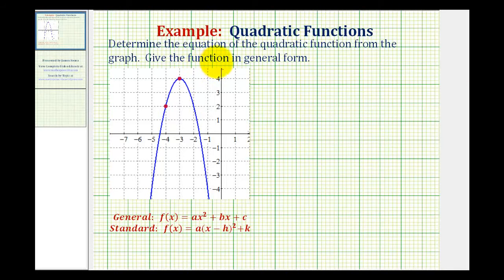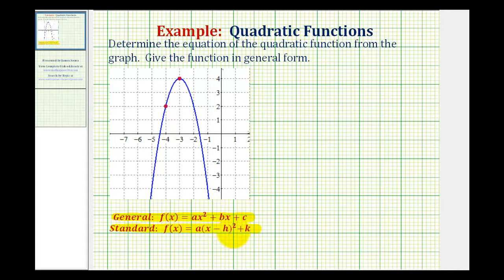We want to determine the equation of the quadratic function from the graph. We also want to give the function in general form. Remember, general form of a quadratic function is f of x equals ax squared plus bx plus c. But to find this form of the function, we're actually going to use the standard form first, which is f of x equals a times the quantity x minus h squared plus k.